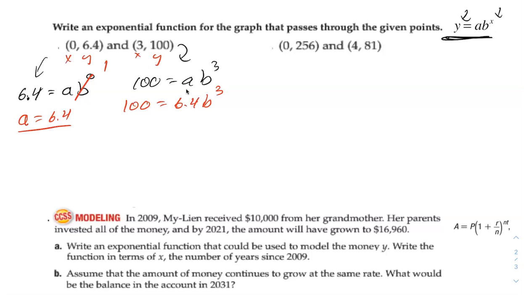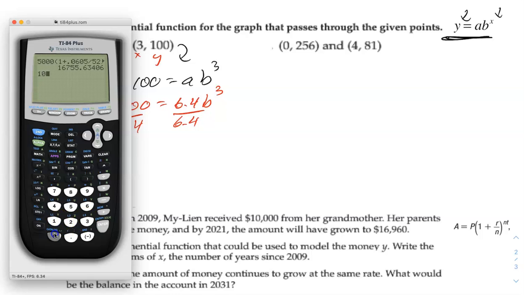Right, now I can solve for b. Let's divide by 6.4. And 100 divided by 6.4, I'm not totally sure, so let's do it on here.